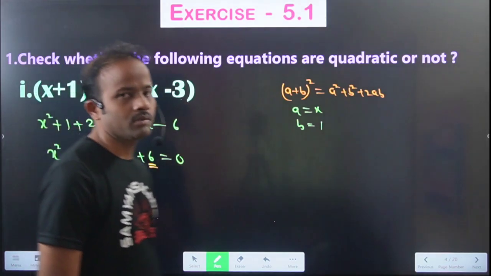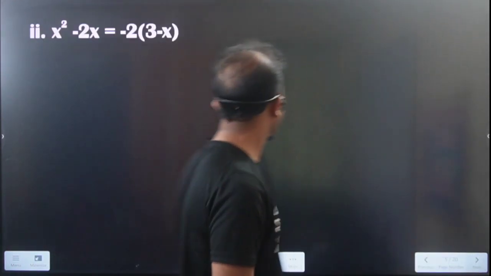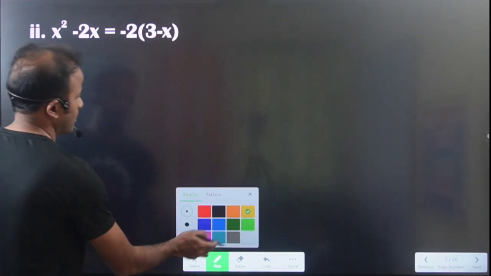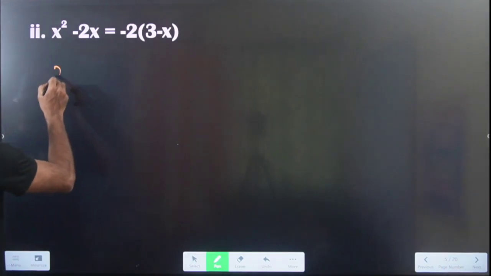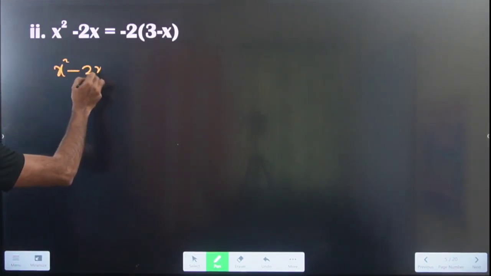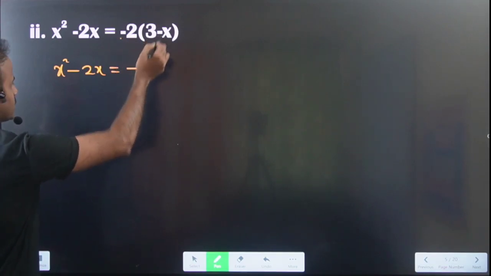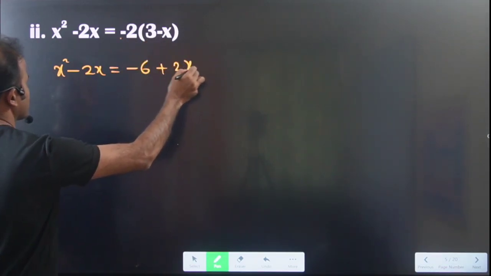Okay. Similarly, you do the next question. Now you see in this question we have x square minus 2x equal to minus 2 of 3 minus x. So how can we do this? Now you see x square minus 2x equal to minus 2 into 3 is minus 6, minus into minus is plus, 2 into x is 2x.